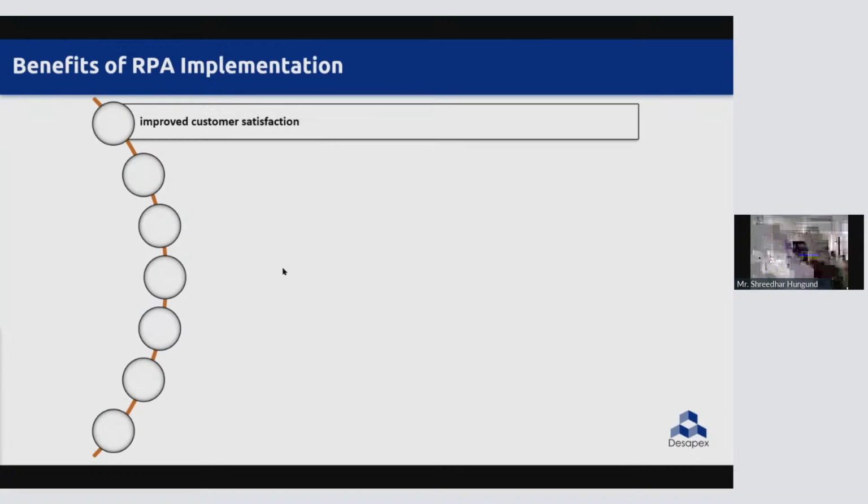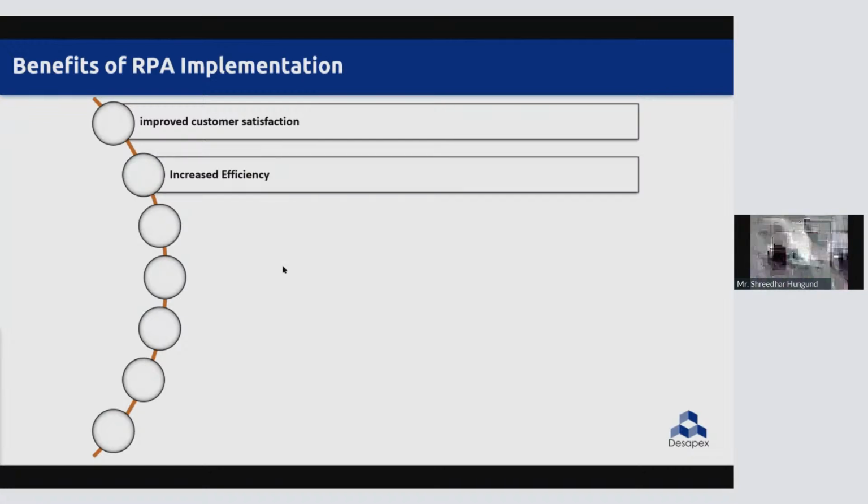RPA can be used to manage workflow and routine processes, which reduces the amount of time spent on manual procedures and improves cycle times. This can reduce the amount of time spent on tasks such as data entry and document processing by up to 90%, according to one study.